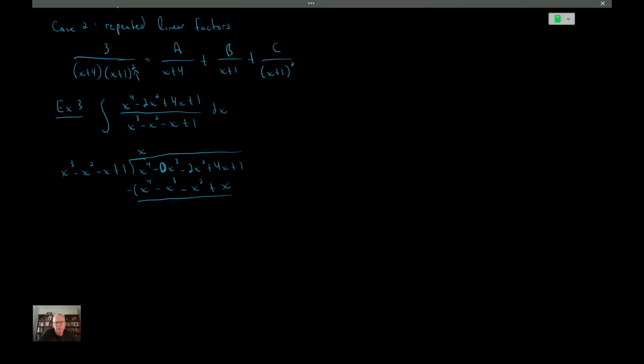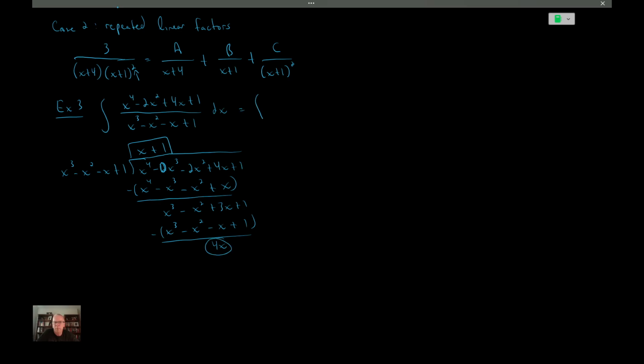Then we subtract. 0 out, and then we get x cubed here. Negative 2x squared plus x squared, so that's a minus x squared, 4x minus x, so that'll be a 3x, and then plus 1. All right, x cubed divided into x cubed goes once, and then we get x cubed minus x squared minus x plus 1, and then we're going to subtract again. Zero's out, 3x plus x gives us 4x, and then 1 minus 1. So we end up with x plus 1 as a quotient, 4x is the remainder.